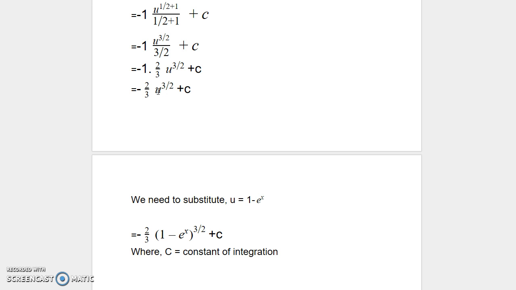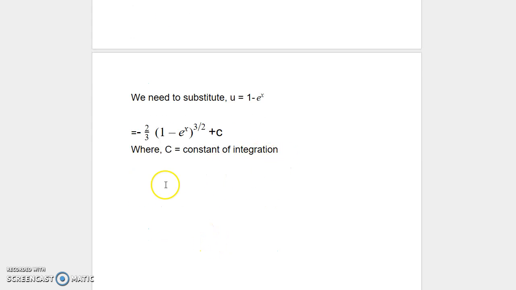So we cannot leave our answer in terms of u. We need to express our solution in terms of x. So therefore, wherever we see u, we're going to substitute 1 minus e to the power of x, right? So therefore, minus 2 over 3, 1 minus e to the power of x, the whole thing raised to the power of 3 over 2 plus c, where c is a constant of integration.